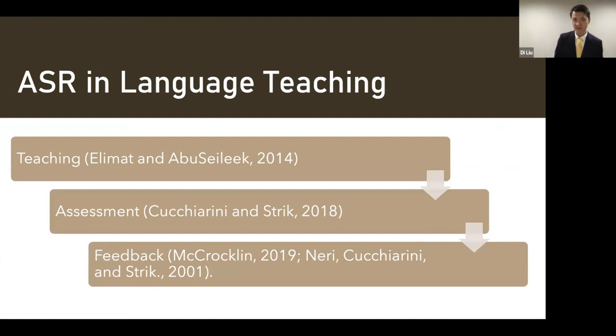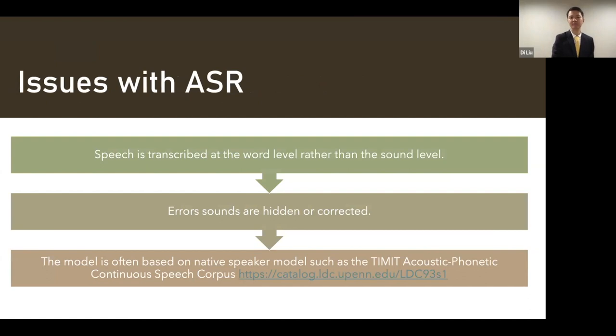Assessment is so important, and we are going to talk about an innovative way to conduct assessment, which is automated speech recognition. Automated speech recognition has been used in language teaching a lot in different aspects: teaching, assessment, and feedback. But there are issues. For example, speech is transcribed at the word level rather than at the sound level. So I remember some researchers used available ASR devices or software like Google Voice Typing to assess students' pronunciation, which is great. But the way that we can see is that students mispronounce a word, but we cannot really know which sound is wrong, is mispronounced.